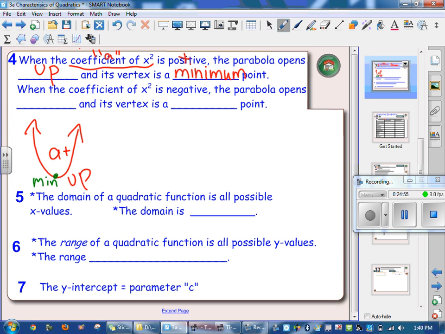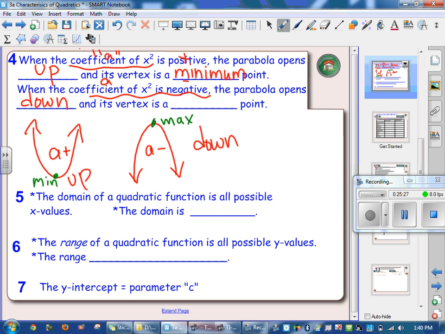Then we do the opposite. Because when the coefficient of x squared is negative, so when my a value is negative, I have this. So that's a is negative. It's going to go down, and then it's going to have a maximum point. It goes down, and it has a max point, the maximum point it can reach, and then it has to turn directions and go down the other way.